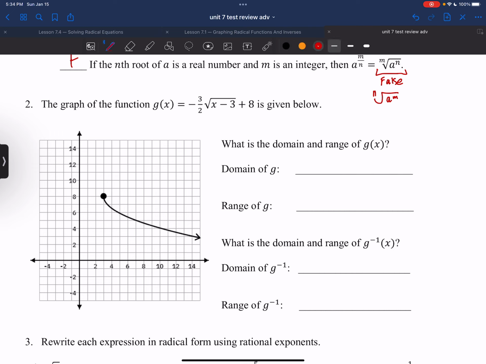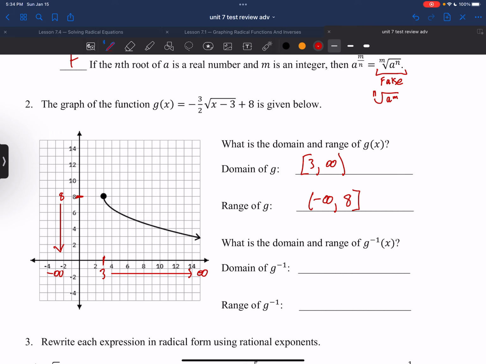Well, the domain of g, we're going to give this in interval notation. Here is x equals 3, and it looks like it extends on out forever towards infinity. And here is y at 8, and that extends downwards towards negative infinity. So we'll say that the domain of g, which is the x values, starts at 3 with a bracket and continues towards infinity. However, the range of g is going to be from negative infinity up to 8.